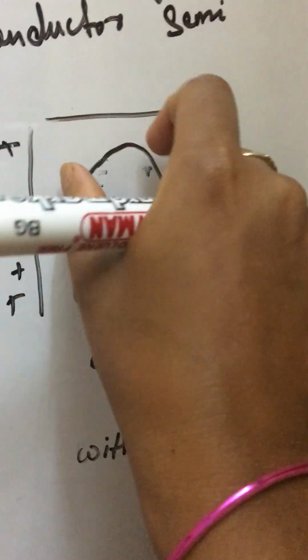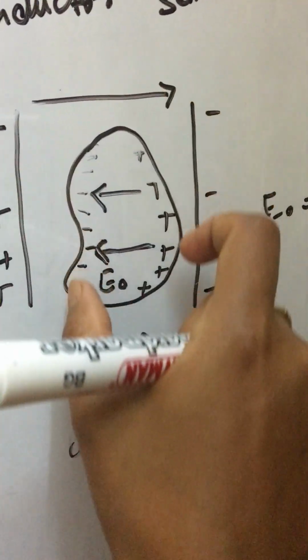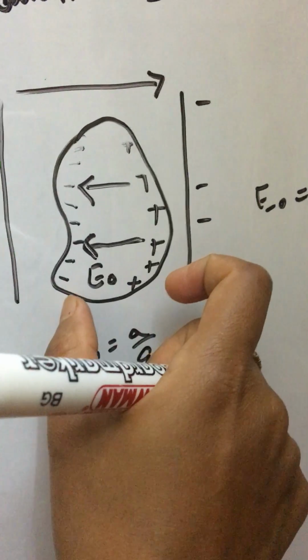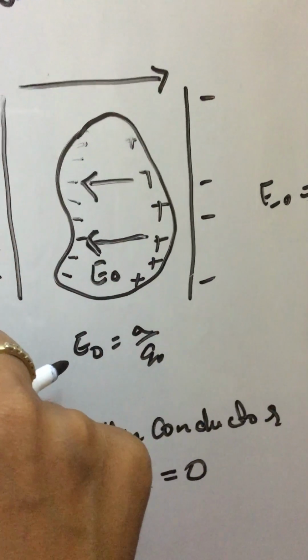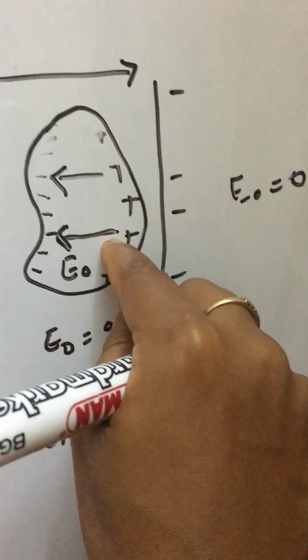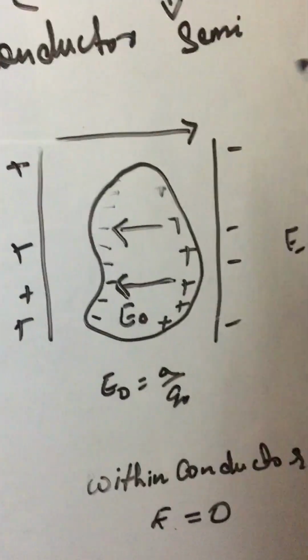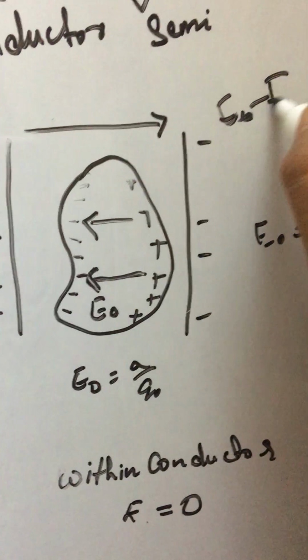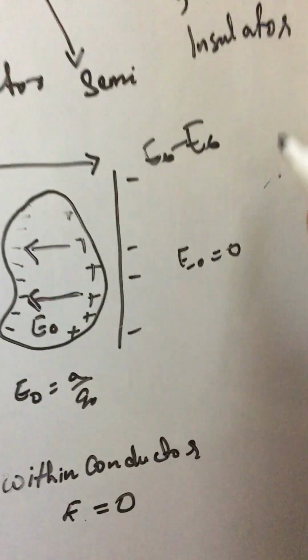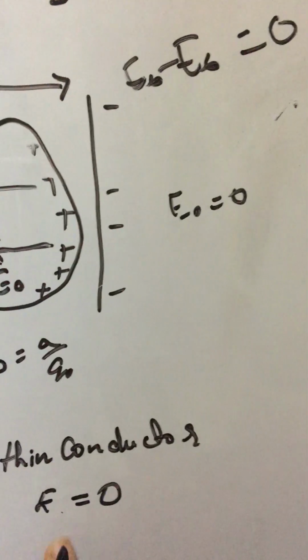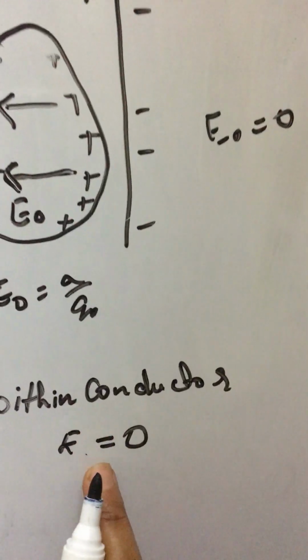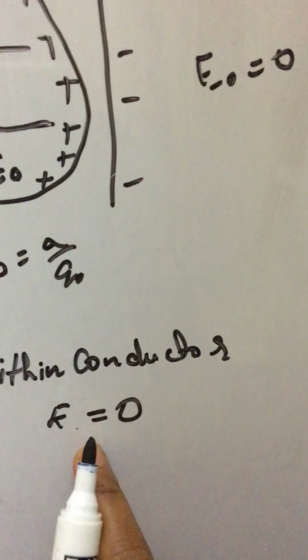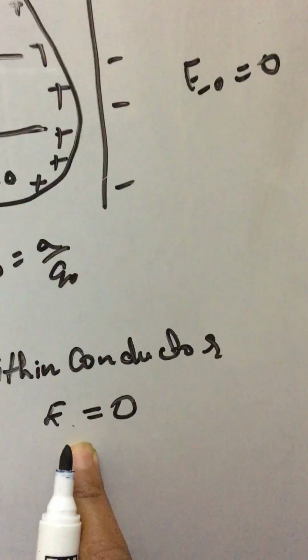Because when we see in terms of vectors, the total field is the electric field due to the external agency plus the electric field due to the inbuilt one. External agency is E naught, inbuilt is opposite, so it is minus E naught. So what is the total? 0. So the electric field within the conductor is 0.